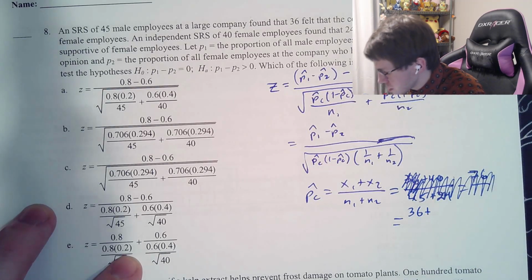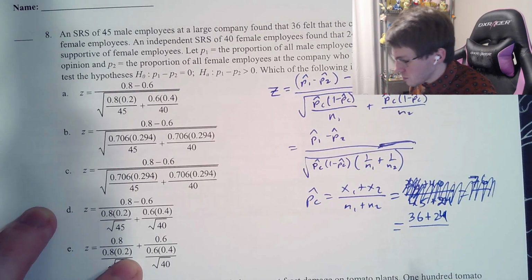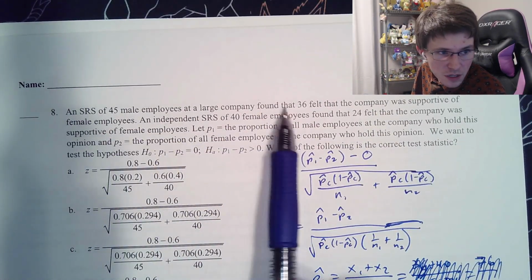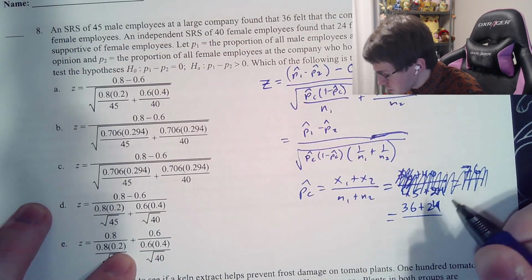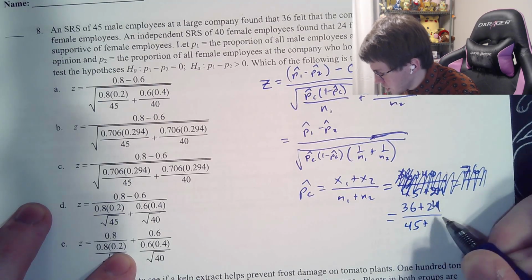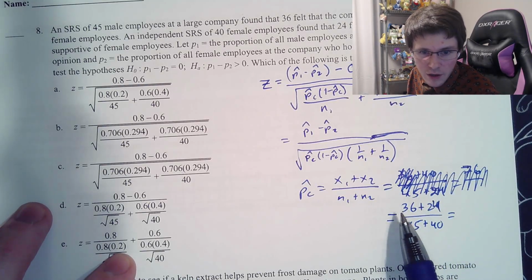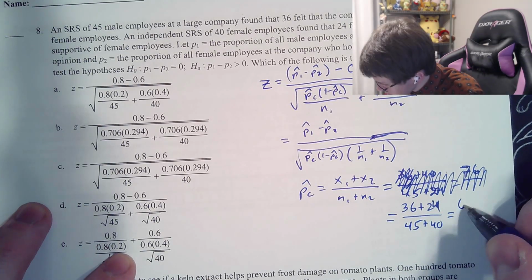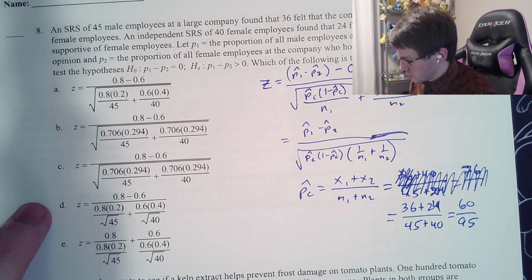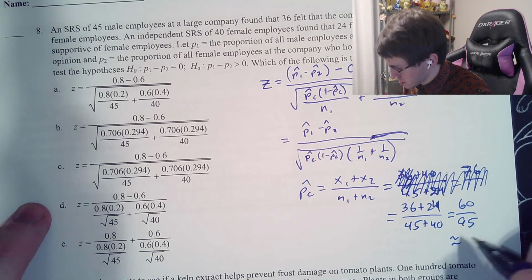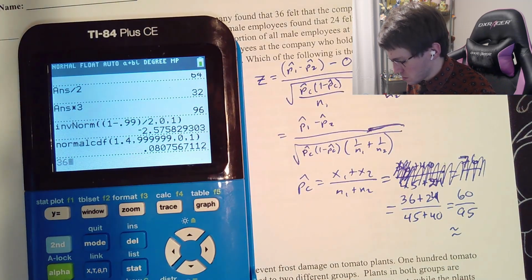36 plus 24, because we're doing the number of successes. So we had 36 successes, we had 24 successes, over the sample sizes, which were 45 original and 40 original. There we go. Now we're talking. 36 plus 24 is in fact 60. The bottom part of this is 95, which I suppose they decimalize in these questions.